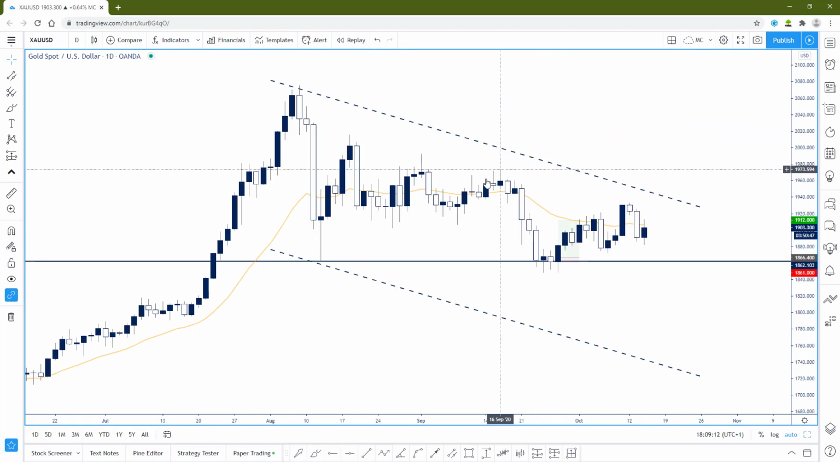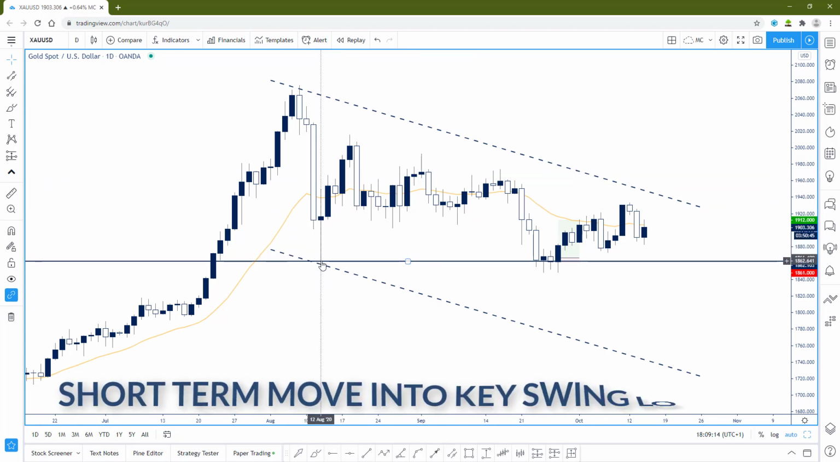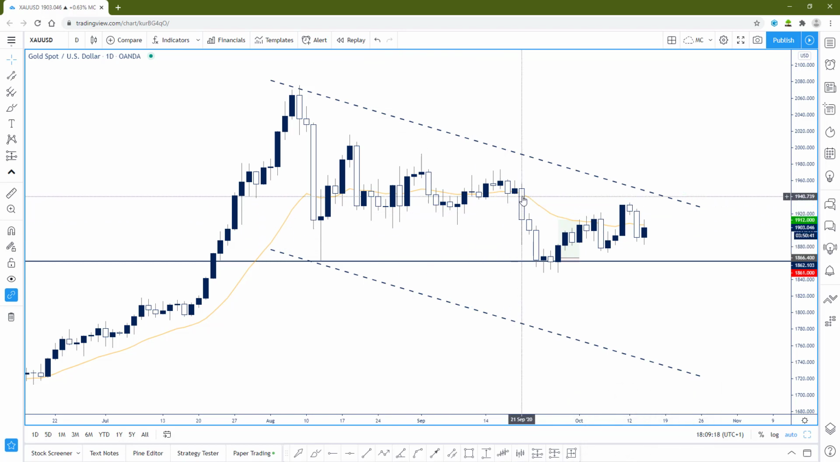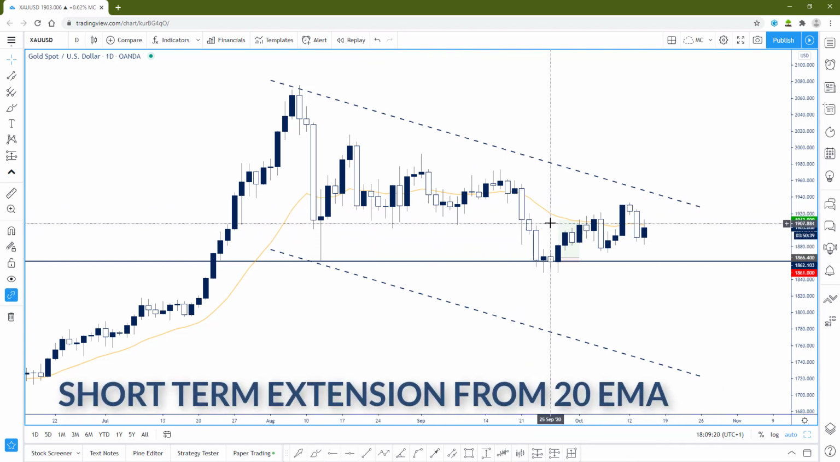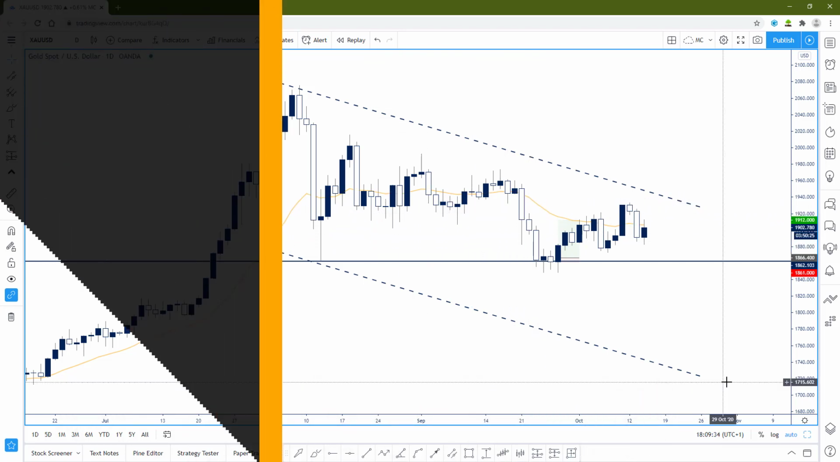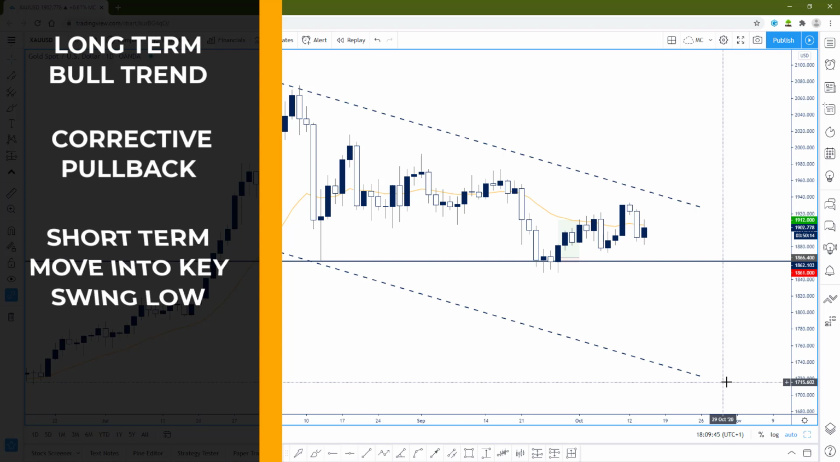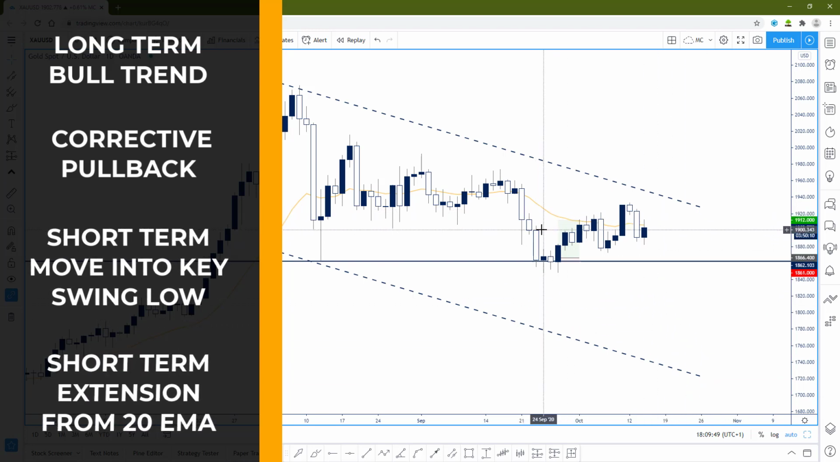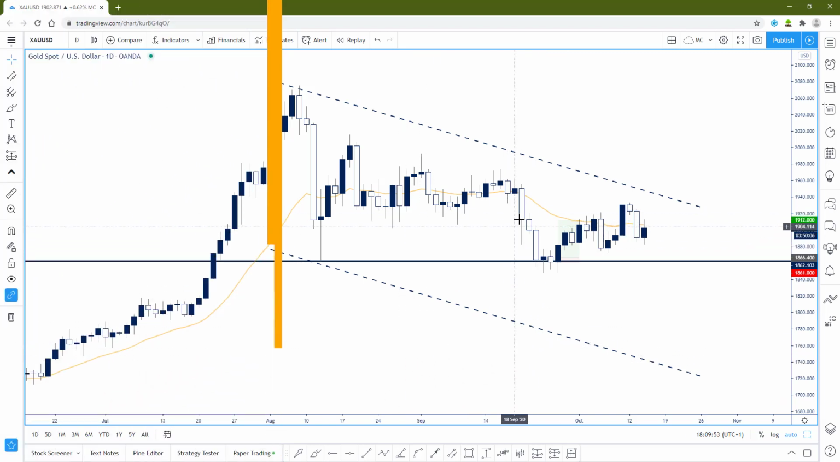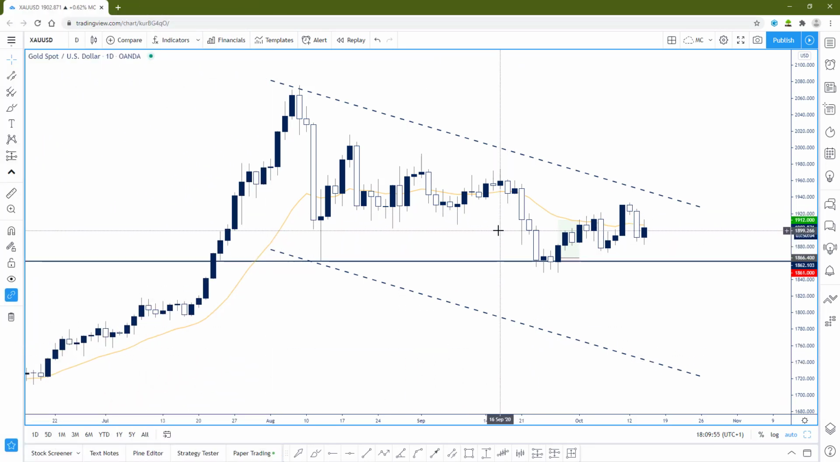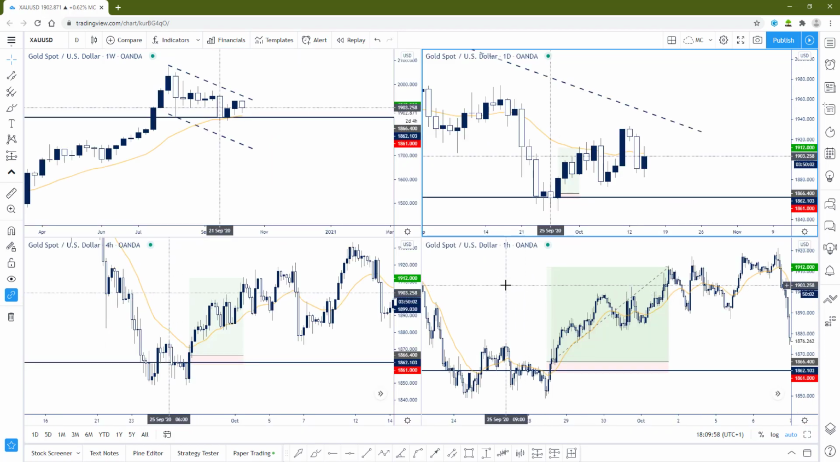On top of that, price is trading into a key swing point here made on the 12th of August, whilst being extended from its daily moving average here. So you do have a confluence here of a long-term bullish trend, a corrective pullback after an impulsive move. You have price trading into a key swing low whilst also being extended from its average again, but this time to the downside. And this is when Sharpa got interested in a potential long play here, and that's when he went down to the lower time frame.